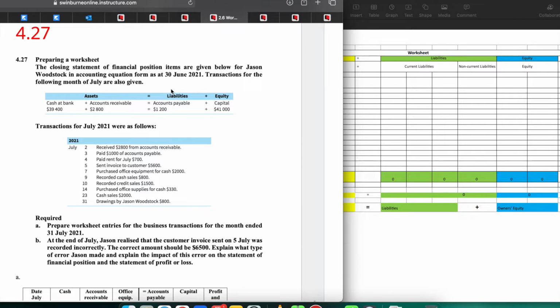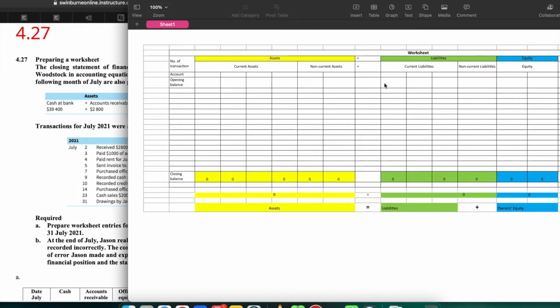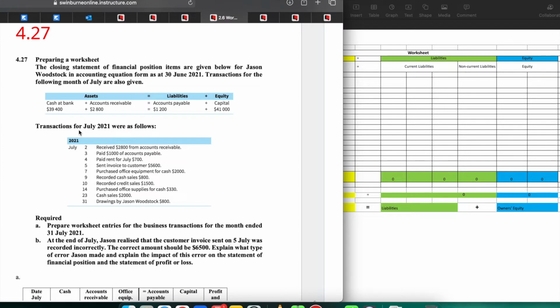So here we go. It's asking us to prepare a worksheet. So this is our worksheet here we're going to prepare. It says the closing statement of financial position items are given below from Jason Woodstock in the accounting equation format as at 30th June 2021. Transactions for the month of July are also given. Okay, so we've got these here. These are our starting balances. So we call them our opening balances.